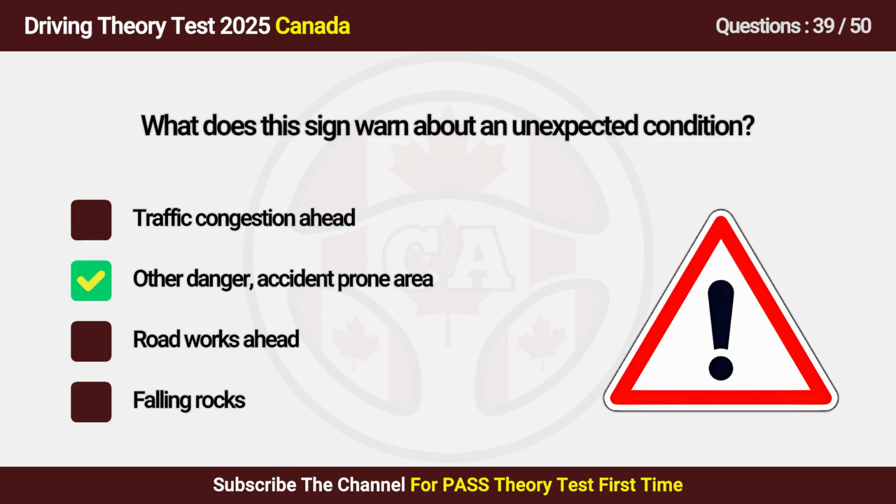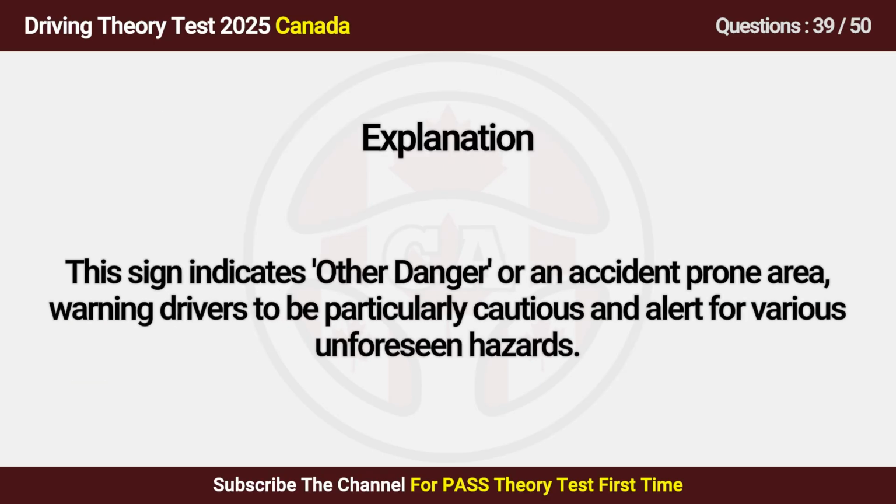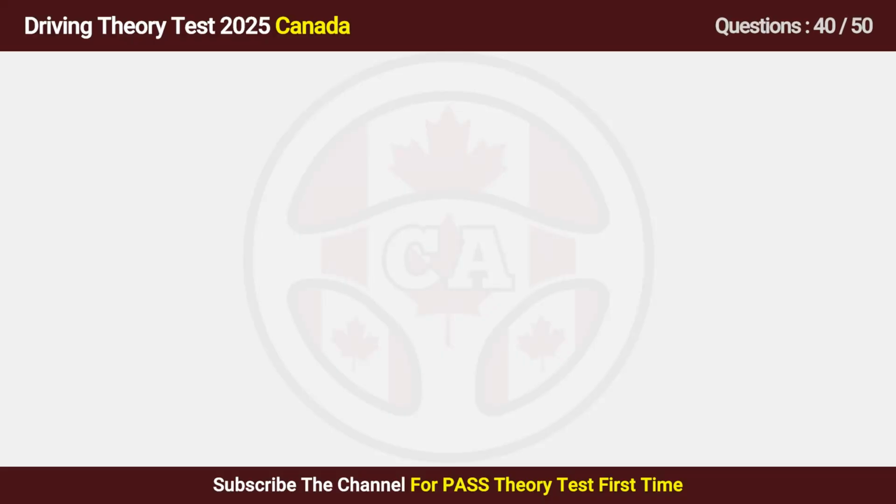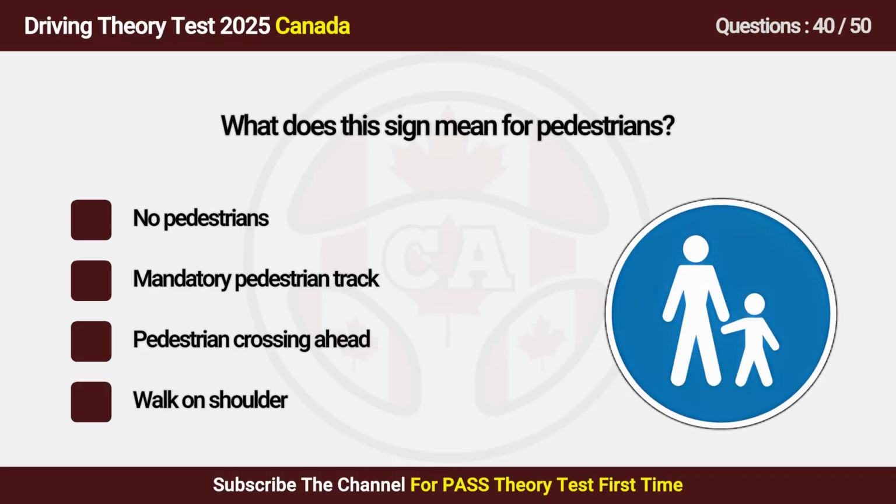Answer is B. Other danger, accident-prone area. This sign indicates other danger or an accident-prone area, warning drivers to be particularly cautious and alert for various unforeseen hazards. Question 40. What does this sign mean for pedestrians?